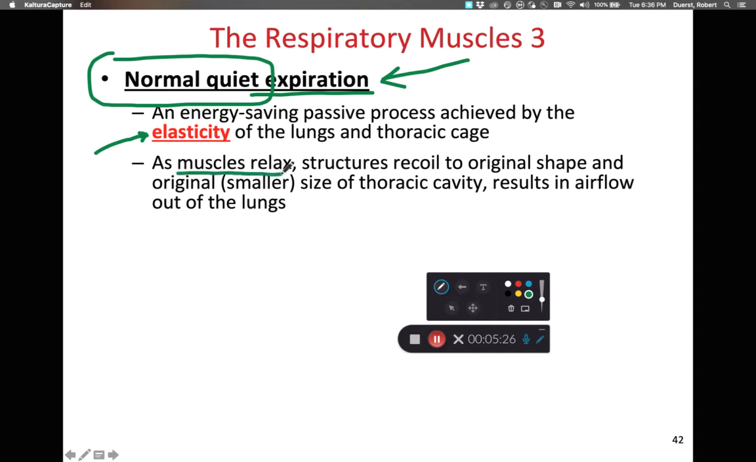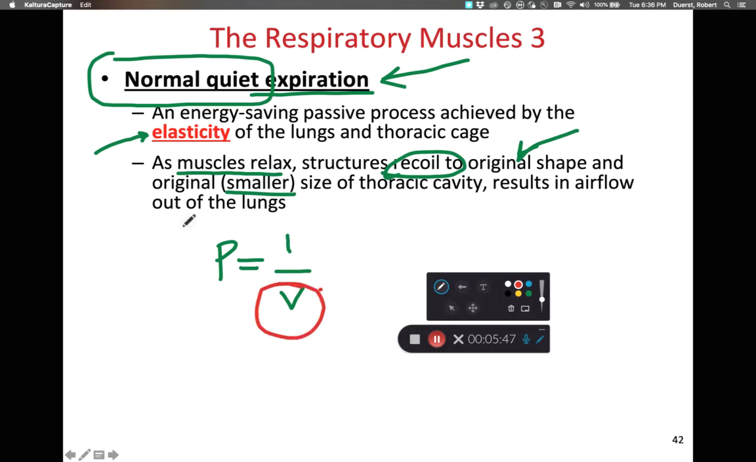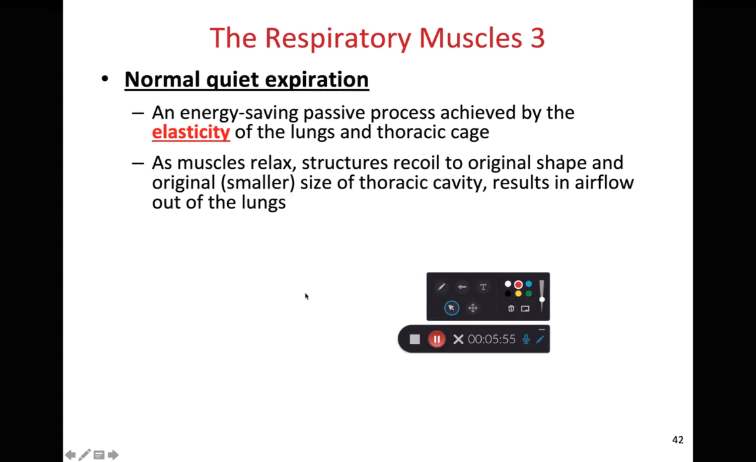So just relaxing the muscles of our thoracic cavity, relaxing those muscles causes the lungs to recoil back to their original shape, resulting in a smaller size of the thoracic cavity. And then let's jot down that pressure volume relationship again. So if the volume gets smaller, pressure becomes greater, and then we have elevated pressure in our thoracic cavity, causing air to flow out of the lungs.